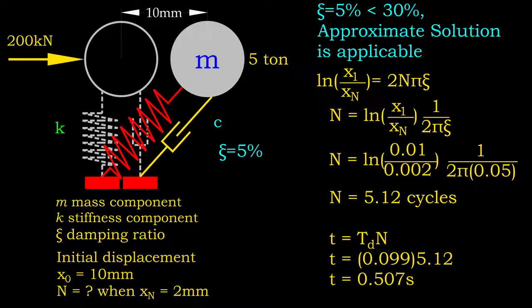Knowing the number of cycles from the initial state required for the system to exhibit 2 mm displacement, we can translate it into the time required by multiplying by the period of the structure.